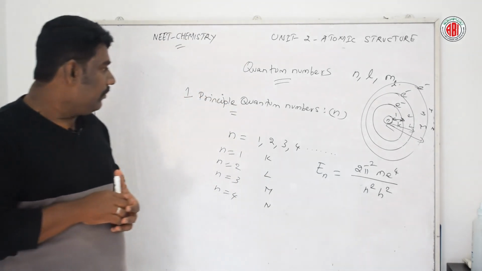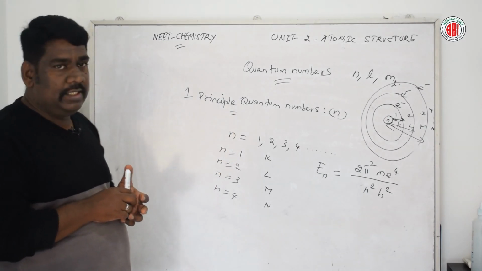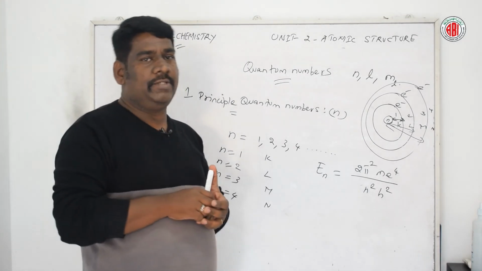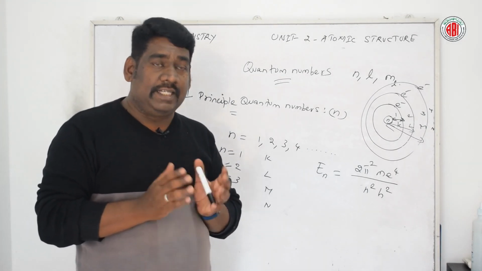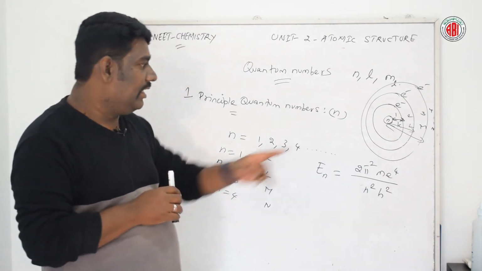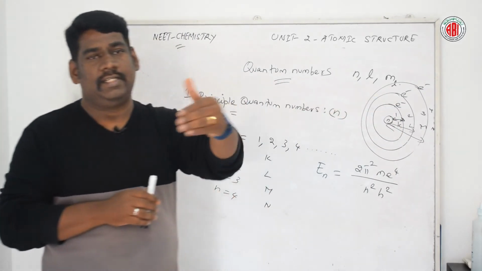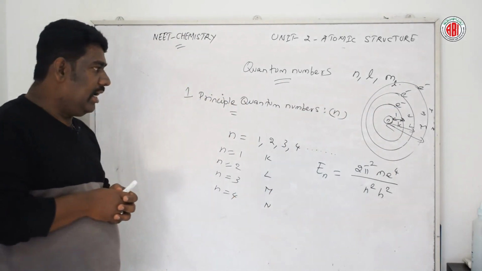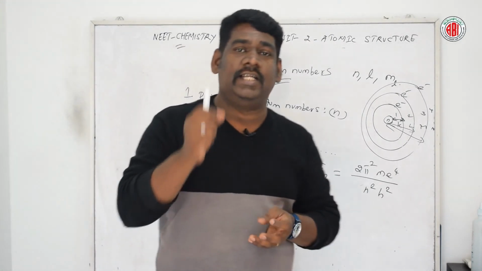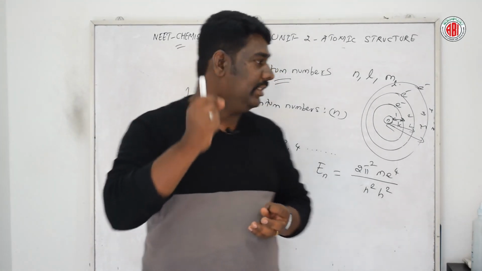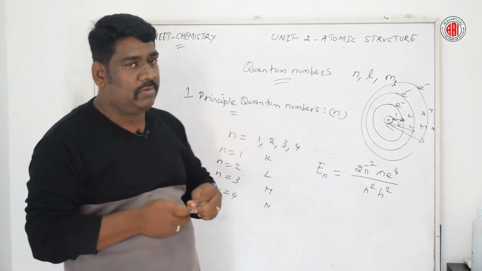So at last we are discussing about this principal quantum number. The principal quantum number gives the knowledge about the average distance between the electron which is revolving around the nucleus, and also the energy of an individual electron present in the stationary orbit could be calculated by using the formula by knowing this principal quantum number.